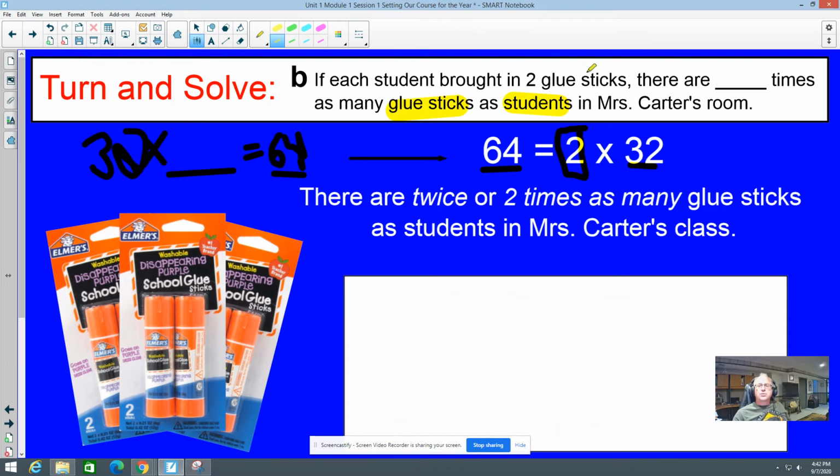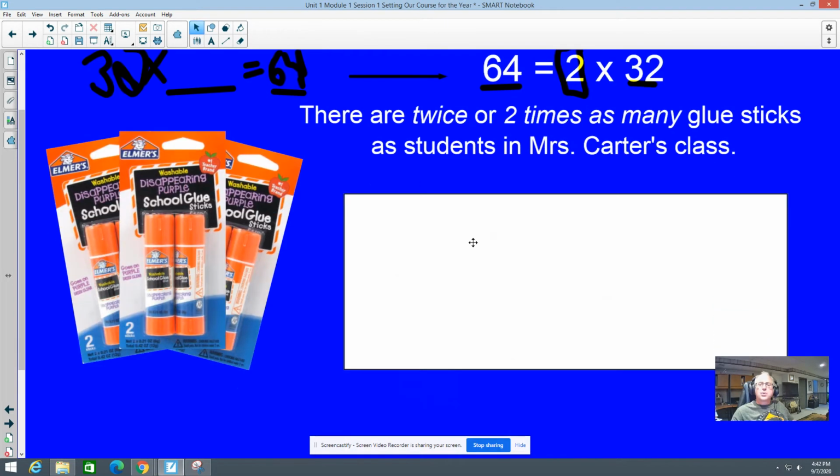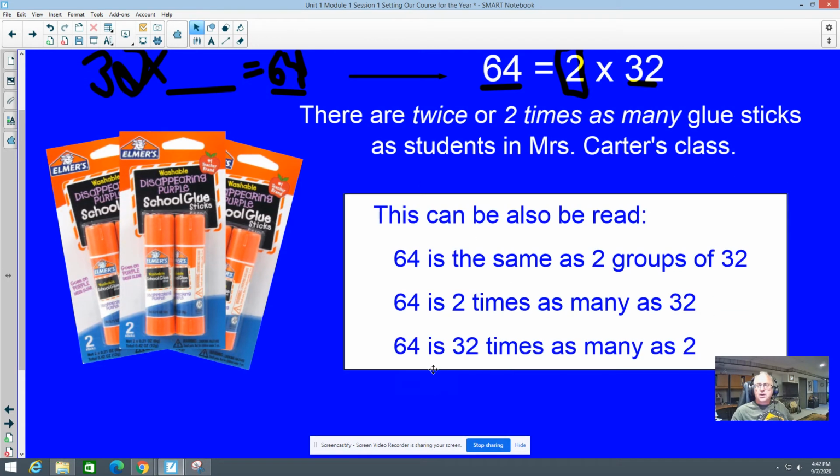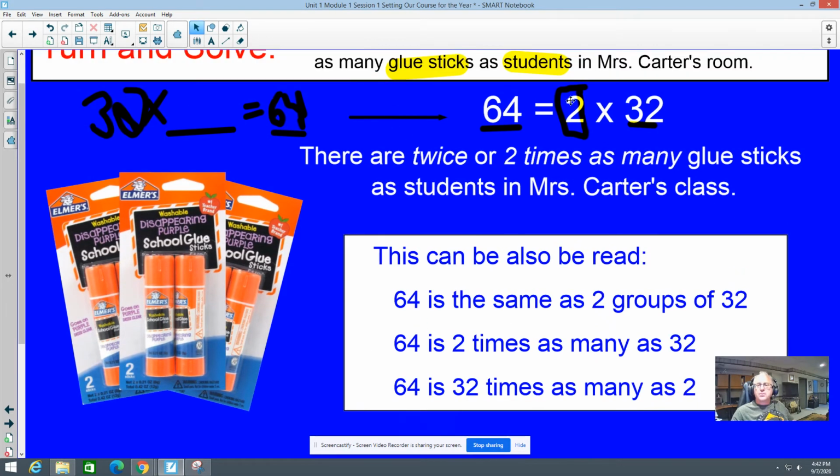I think this two glue stick thing kind of caught a lot of people off in the past. So I usually have the keywords here, and then I start writing things down so I can remember. So again, this could be read as 64 right here is the same as two groups of 32. 64 is 2 times 32, or 64 is 32 times 2.